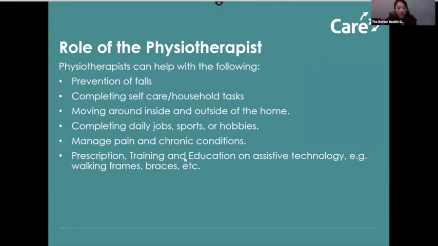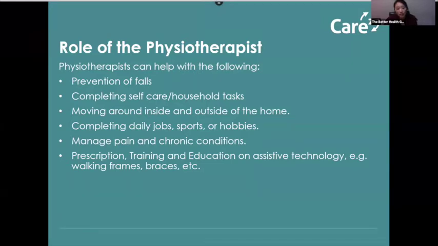Probably a big one we can help with is managing pain and chronic conditions. A number of the participants we see have chronic conditions where they are suffering through chronic pain, so we can provide pain management strategies to help them manage their day-to-day activities and to self-manage as well.